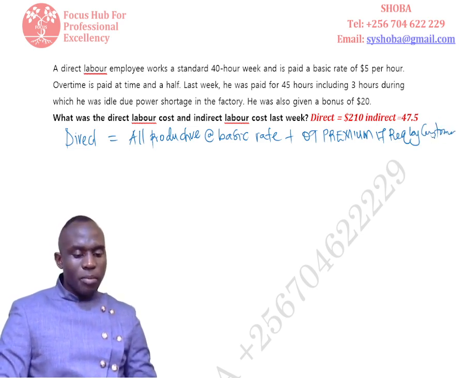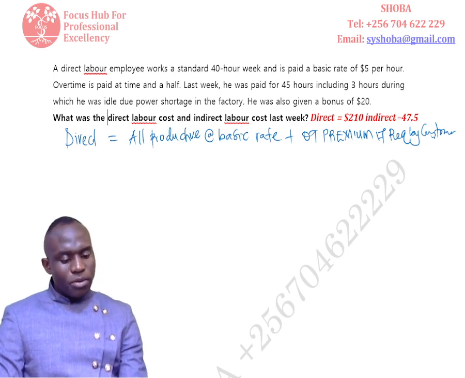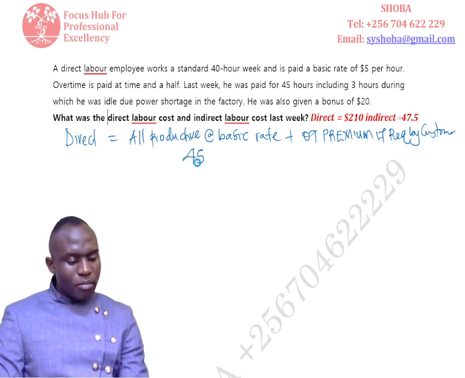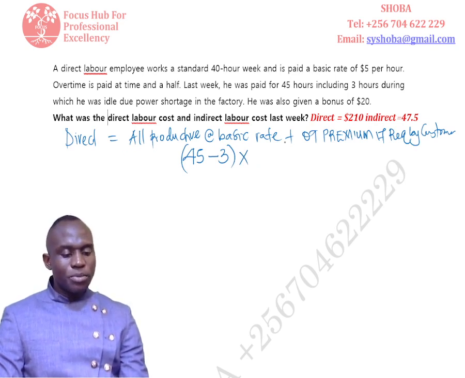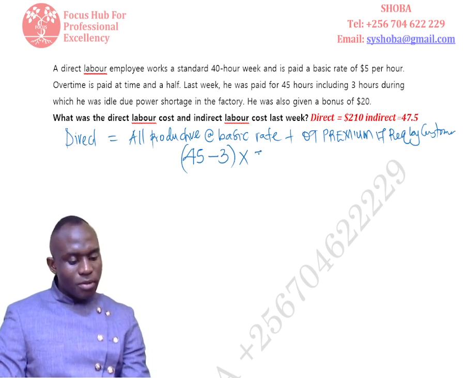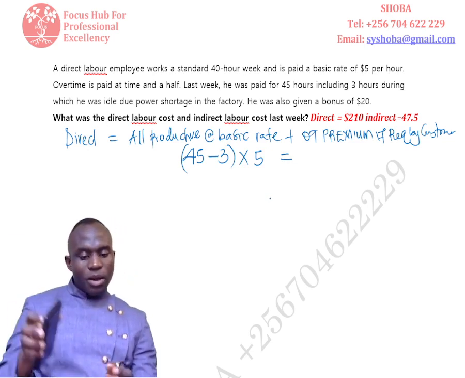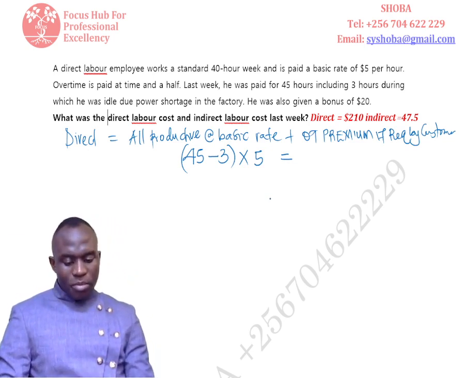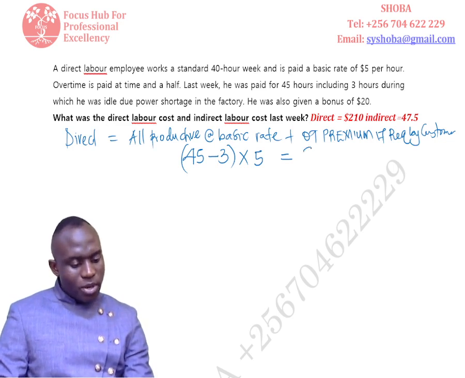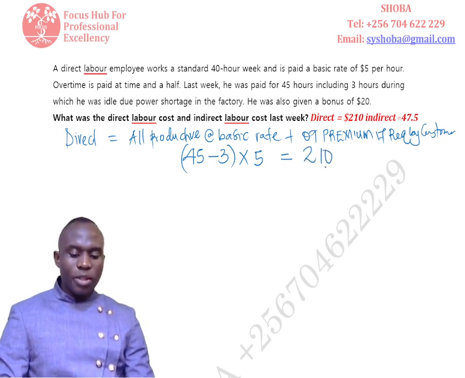So how many hours were productive? He worked for a total of 45, but 3 hours were idle time. So active hours were 42, and all are productive at basic rate. Now the basic rate is $5. It means the total direct would be, you see in the question we don't have overtime premium or customer requesting overtime. So it is 45 minus 3, 42 times 5, we get 210. So this would be the direct.